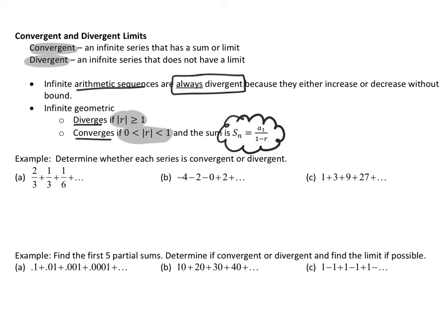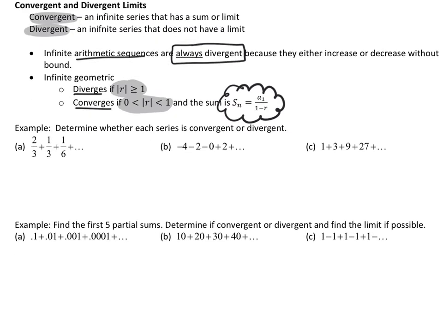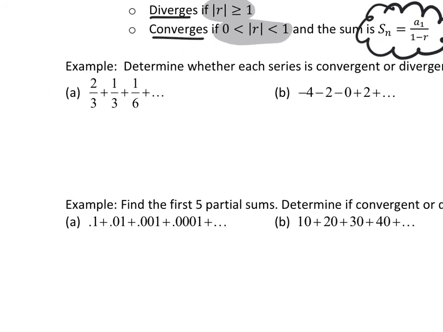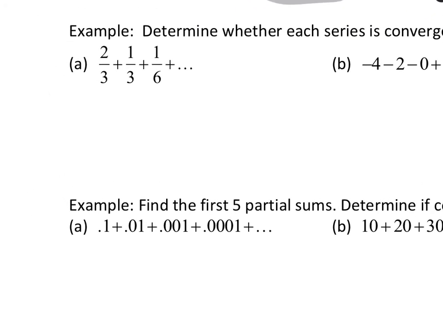So to determine whether each series is convergent or divergent, all we need to do is figure out what type of sequence it is and whether its common ratio is bigger than 1 or less than 1. So in this first one, we need to know what type of sequence it is. How are these numbers changing?